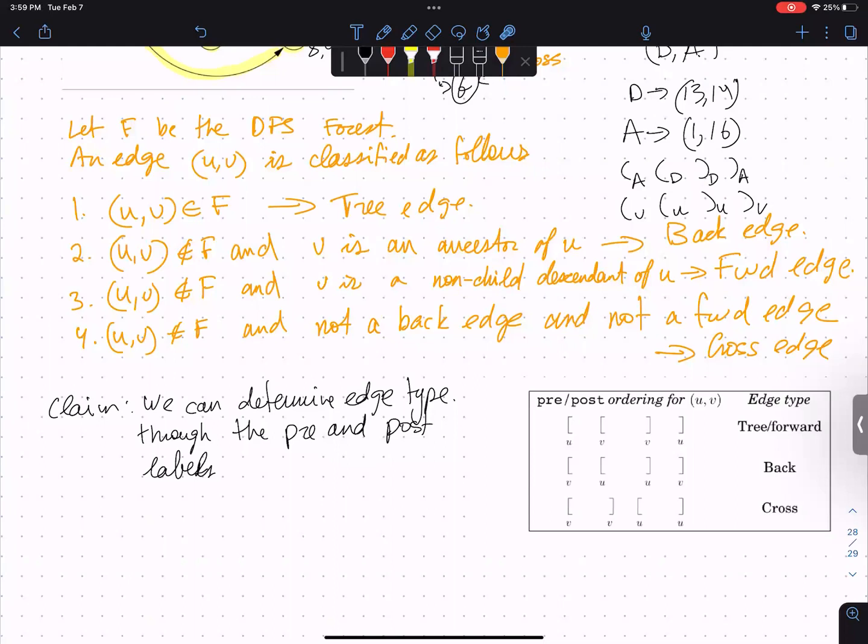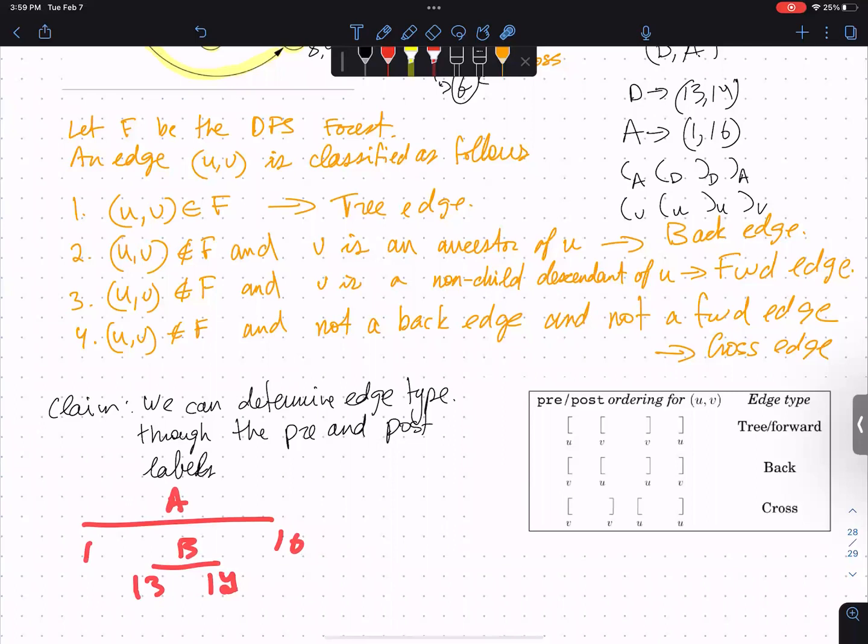I'm thinking of this as, here's A's interval, it's 1 and 16. And D's interval was 13 and 14. So D's interval is contained in A's interval.